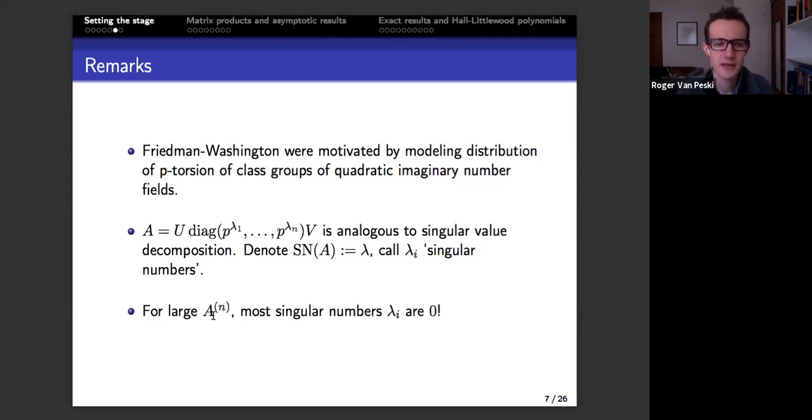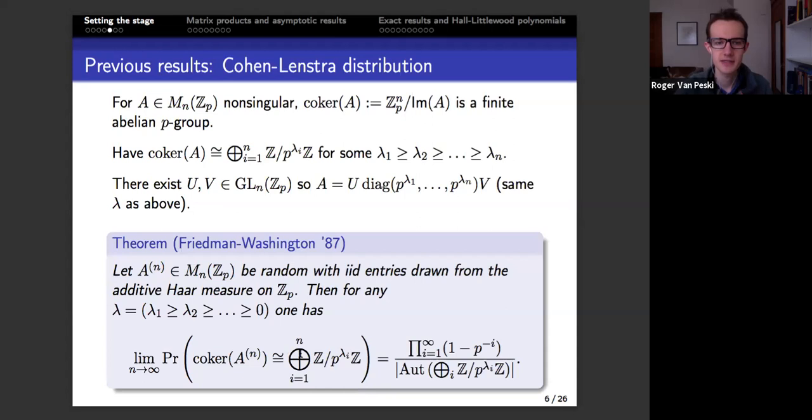It's also worth noticing that because this distribution stabilizes, because this limit makes sense as the matrix A gets very large, if you have a very, very large matrix, most of these singular numbers are going to be 0. You're just going to have a few non-zero ones, which are giving you this abelian group here. And this is very different from singular values, where if I take, say, a large Gaussian matrix, the singular values are all going to be doing something non-trivial. So this is one place where this brand of random matrix theory looks pretty different from the usual brand.